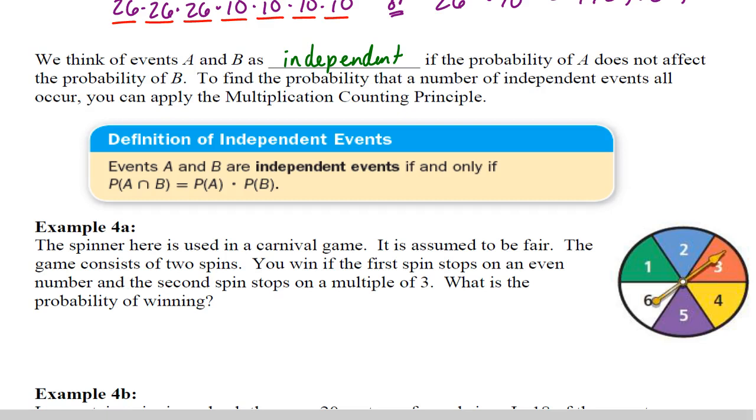Now, we can think of 2 events, A and B, as being independent if the probability of A does not affect the probability of B. To find the probability that a number of independent events all occur, you can apply the multiplication counting principle. Events A and B are independent events if and only if the intersection of A and B happening at the same time is equal to the probability of event A times the probability of event B. If that is a true statement, then those events are independent. If that's not a true statement, then they are dependent, or not independent, events.